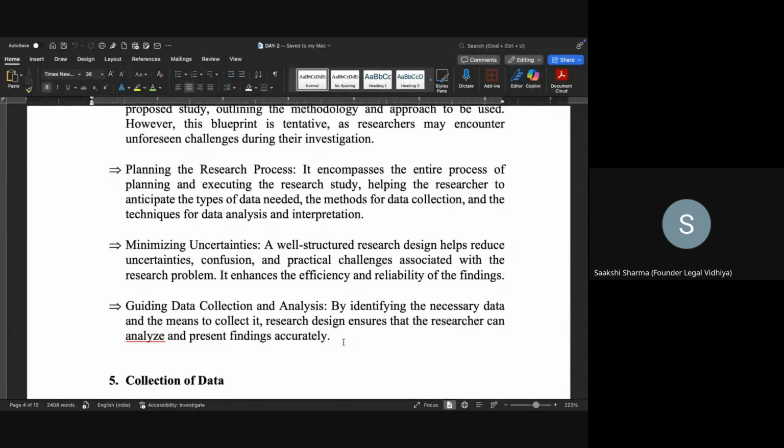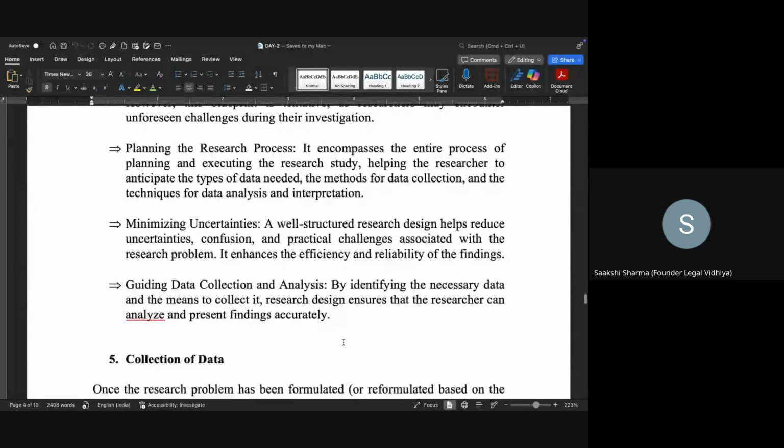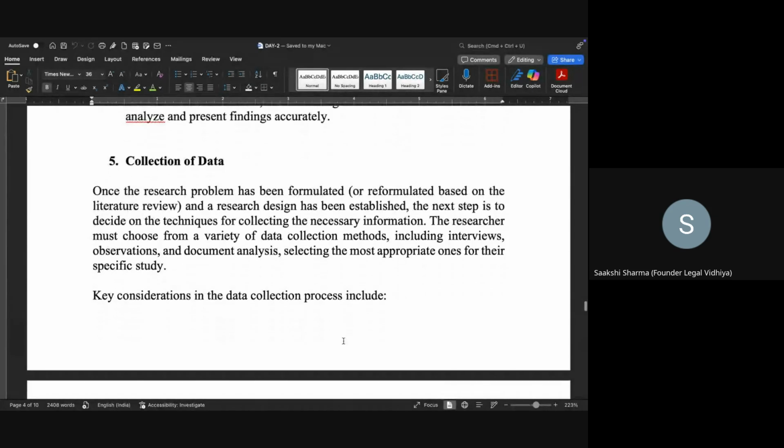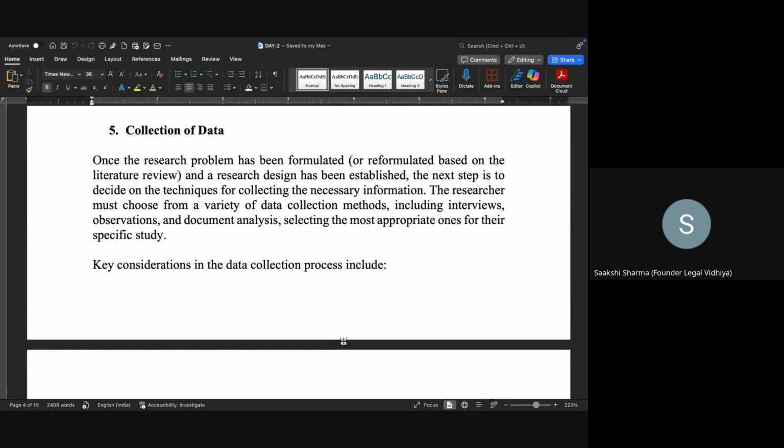Now coming to the fifth aspect of your research. You have made the problem, you have read the literature, you have identified gaps, you have come up with a hypothesis that you want to prove or disprove, and you have come up with a research plan or research design, that is a blueprint of how you have to do the research. What is the next step that you do? The next step in writing your research paper is that you collect data. Now, once the research problem is formulated and the research design is established, you collect the data that is necessary. The researcher chooses from a variety of data collection sources. Now, there are various sources of data collection.